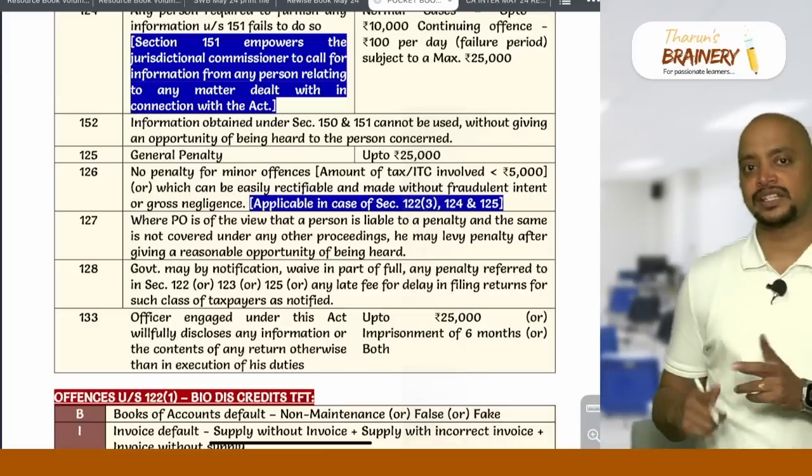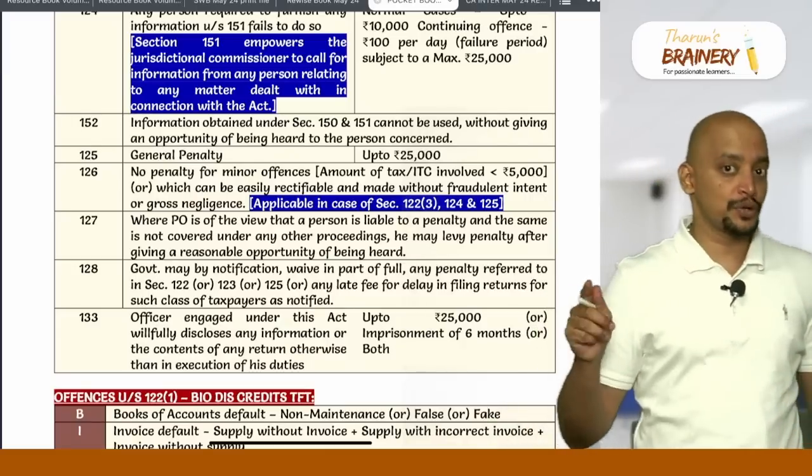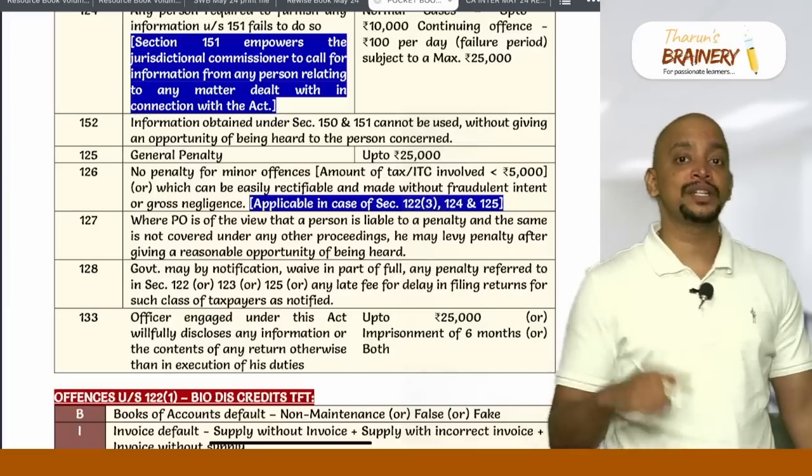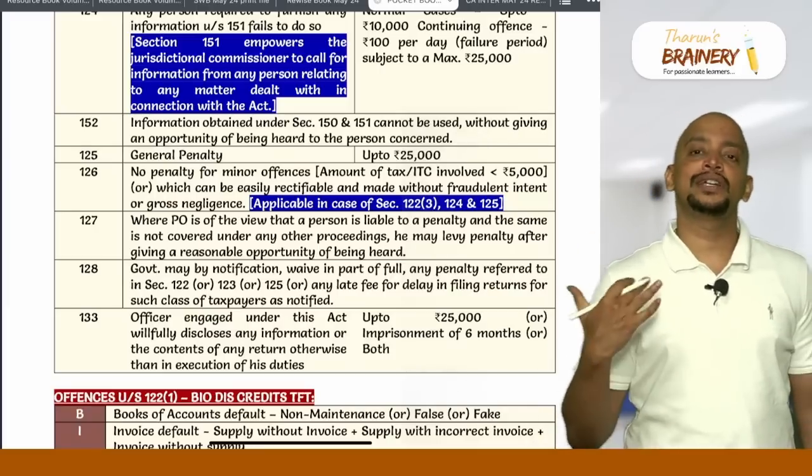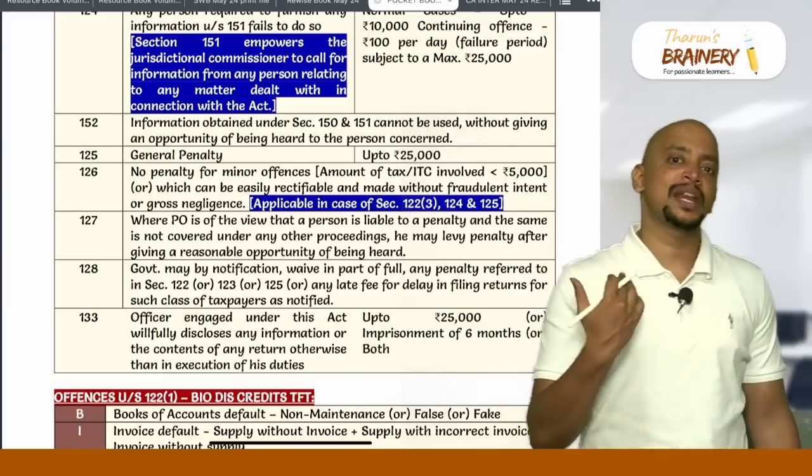No penalty in two cases: if it is a minor offence, that is less than 5,000 rupees, not equal to 5,000 rupees, or if the offence is committed without fraudulent intent and it is easily rectifiable, then also the penalty may not be levied.